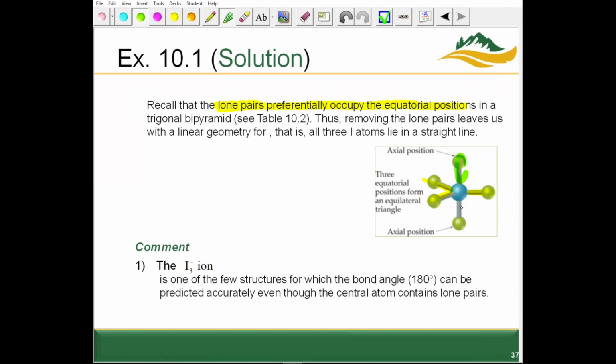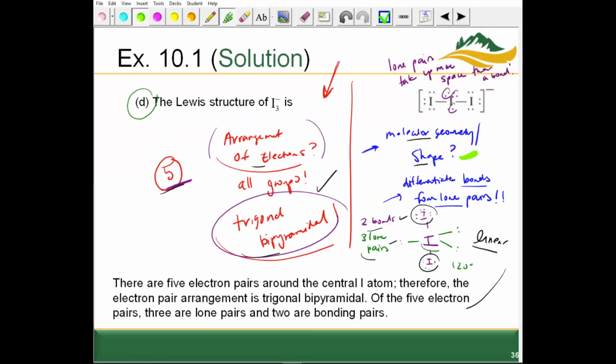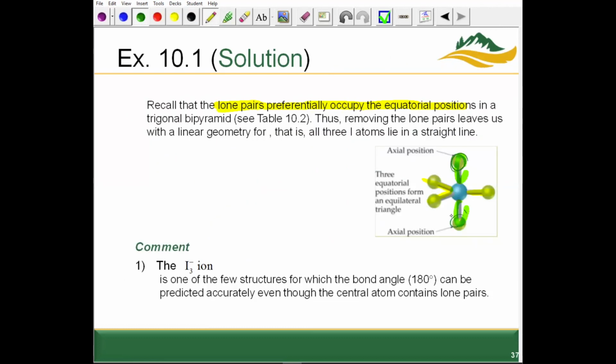That leaves the two bonds here in the axial position, again leading to linear molecular geometry, still under this category of trigonal bipyramidal. And for bonds here in the axial position, we know that the bond angle between the two atoms in bonds is 180 degrees. So we'll do more geometry in the next part of chapter 10.